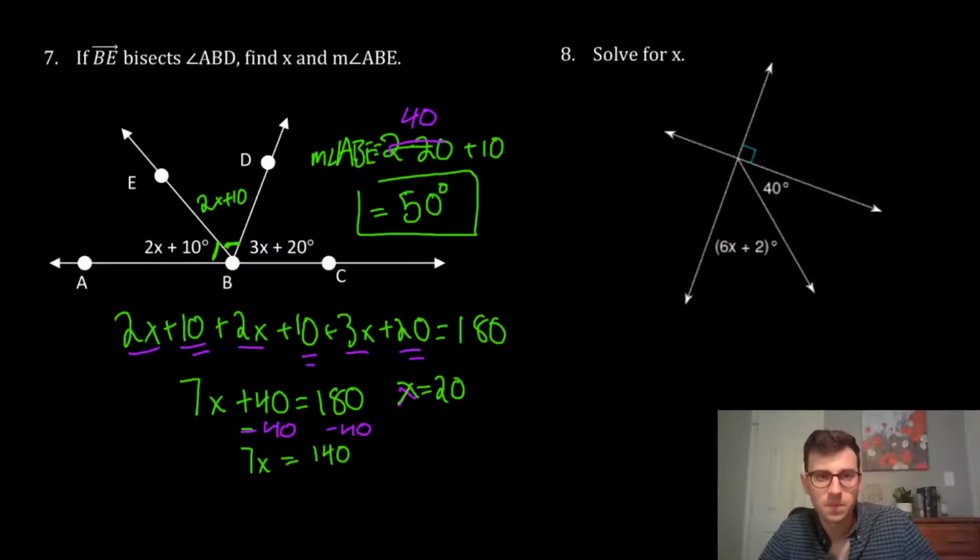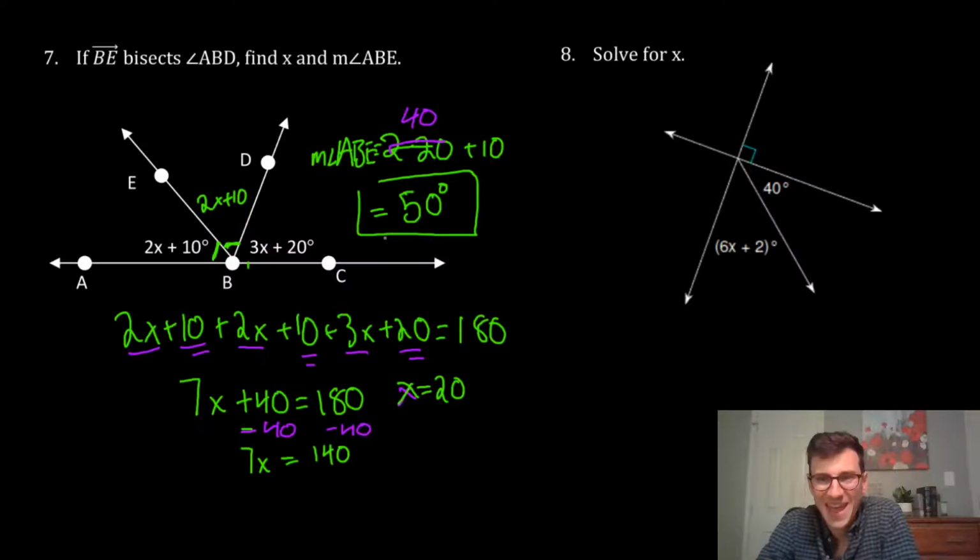Okay. Now, again, checking real quick, just kind of use your brain a little bit. If ABE is 50, then DBE is 50, so this should be 80. 3 times 20 is 60, plus 20 is 80. 50 plus 50 plus 80 is 180. So that feels pretty good. Checking your answer doesn't have to take a lot of time, but it does take a little bit of thought. All right, this is our last problem.